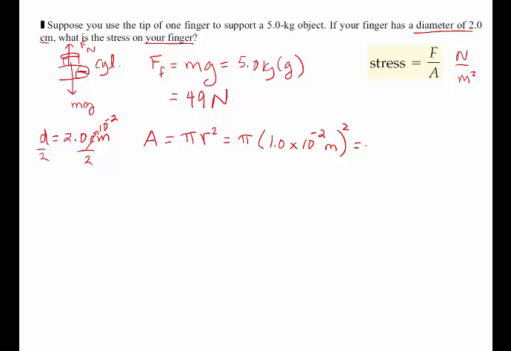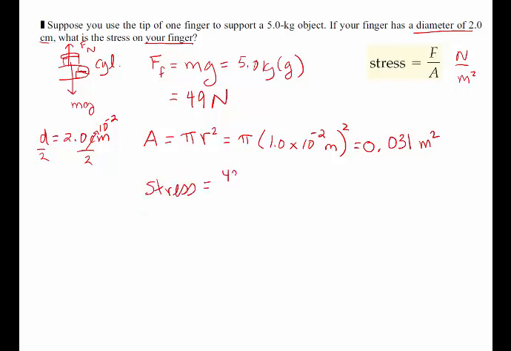And that's 0.03141, right? It's basically 0.001 times pi. And so we'll just call this 0.031 square meters. And now we're ready to calculate our stress.